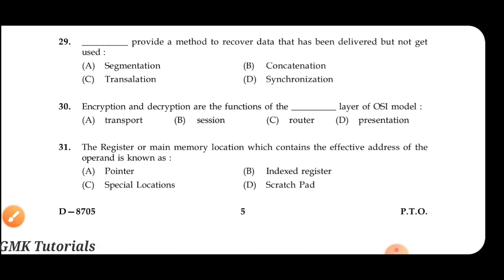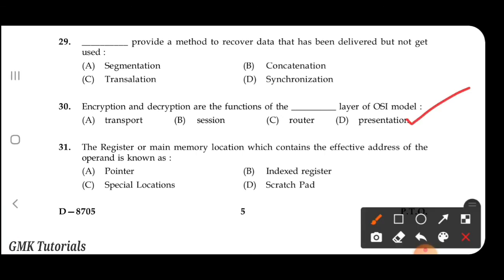30th one. Encryption and decryption are the functions of the dash layer of the OSI model. That is the presentation layer. In the presentation layer we have 3 more functions: data conversion, character code translation, and data compression also. So 4 functions in the presentation layer: data conversion, data compression, character code translation, encryption and decryption.